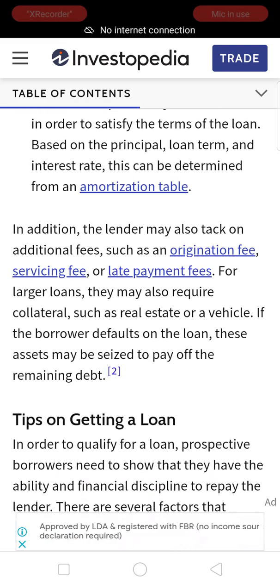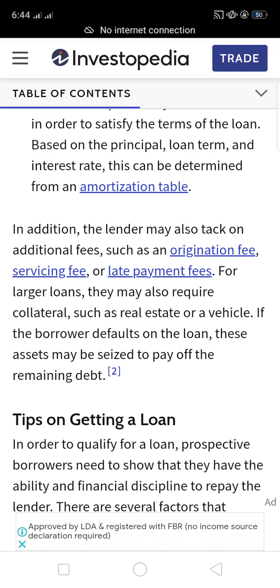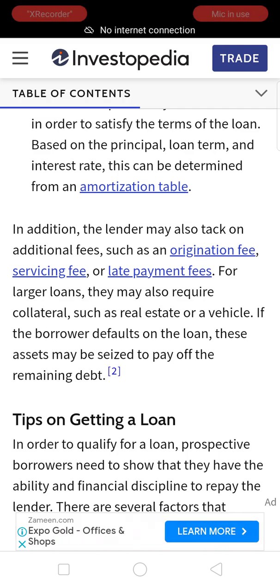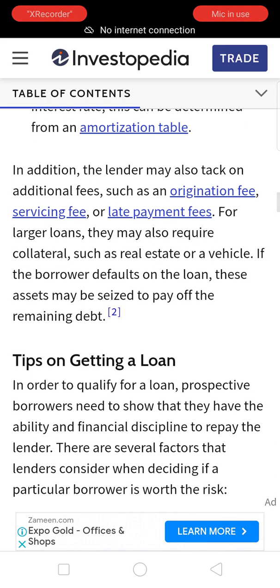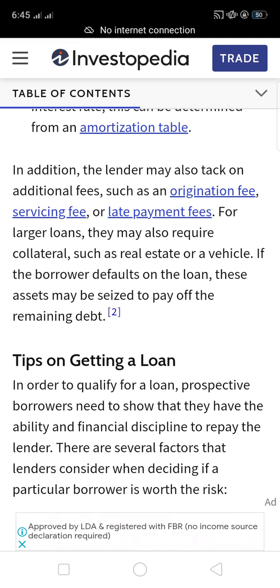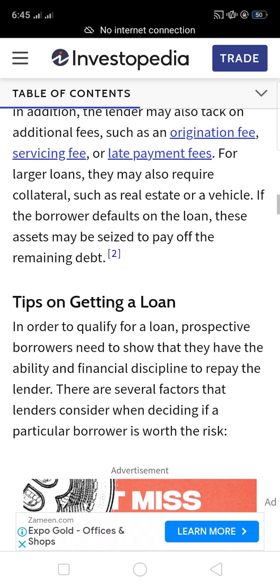In addition, the lender may also tack on additional fees such as an origination fee, servicing fee, or late payment fees. For larger loans, they may also require collateral such as real estate or a vehicle. If the borrower defaults on the loan, these assets may be seized to pay off the remaining debt.